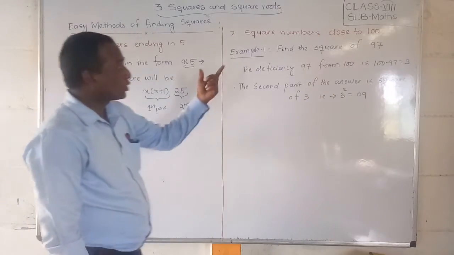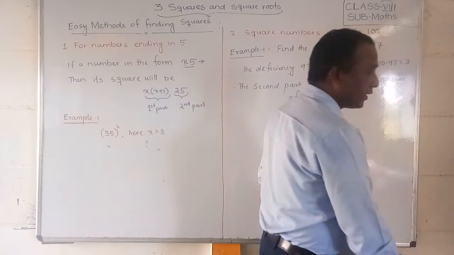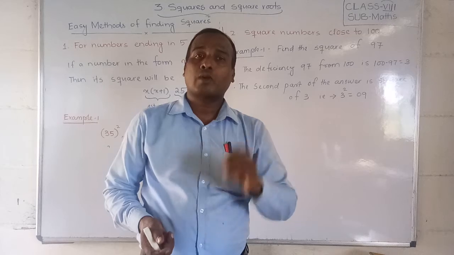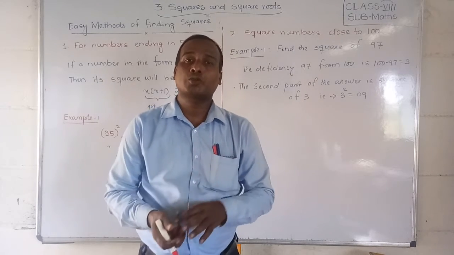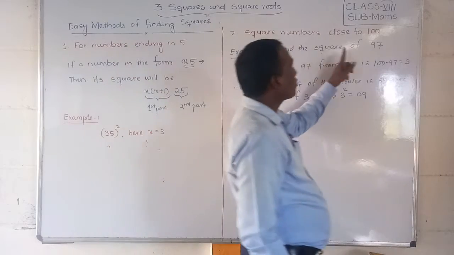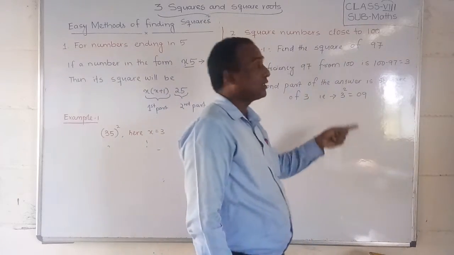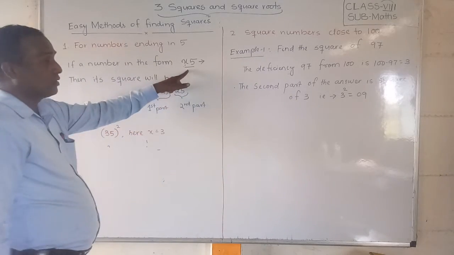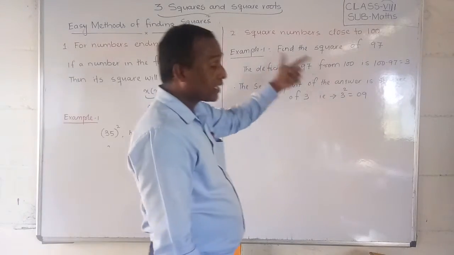The second one, friends, is squares of numbers close to 100. If we are going to find the square of a number nearest to 100, how can we find it? Suppose, students, we find the square of 97. It is another one, it does not end with 5. This was one method, and this is another method.